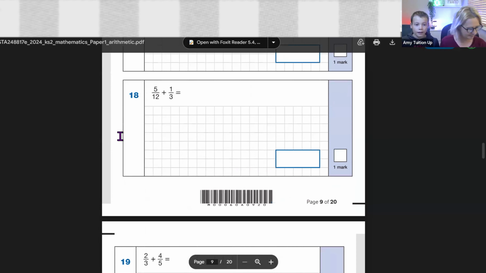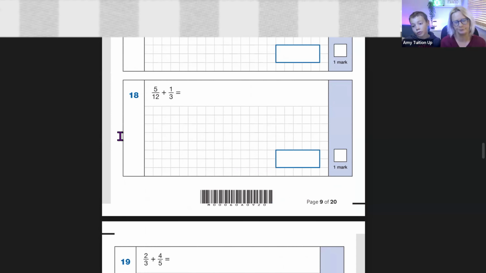Question 18. When you're adding fractions or subtracting them, to be fair, you need to make the denominators the same. With this one, it's a bit easier because you only need to times one denominator. You only need to get the one denominator to the same as the other one. They're both in the 3 times table. So we're looking for the lowest common multiple of both of them, which is 12.